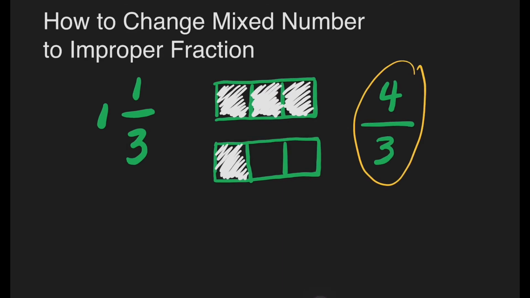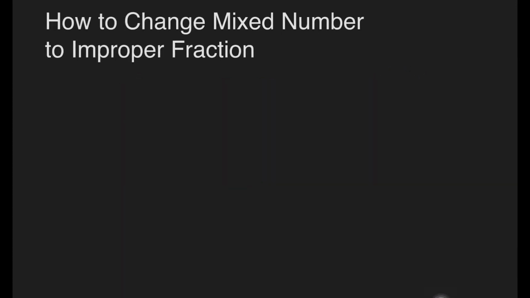But you know what? We can do things easier and faster. We have a shortcut for this. All we need to do is to multiply the denominator and the whole number. Multiply it. Then whatever is the answer, just add it to the numerator. Okay, let's have that. 3 times 1 is equal to 3 plus 1 is 4. Then copy 3. Then we have the same answer. So it's easy. Let us have another example.